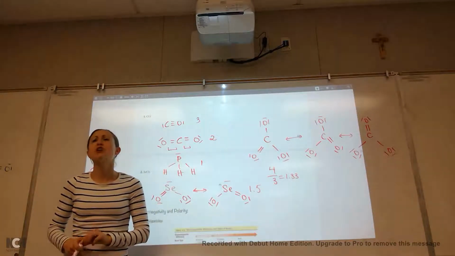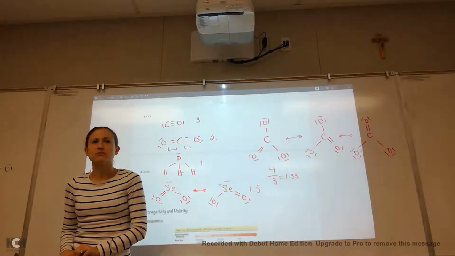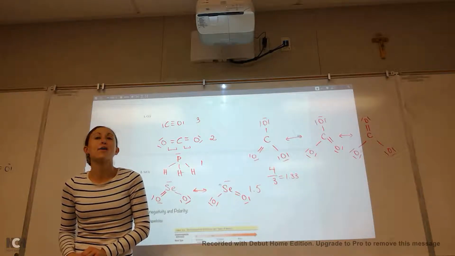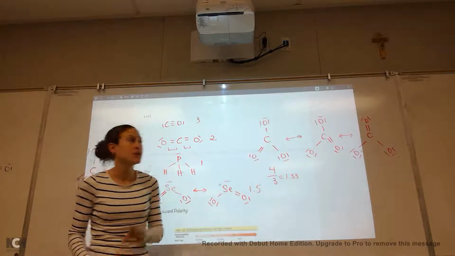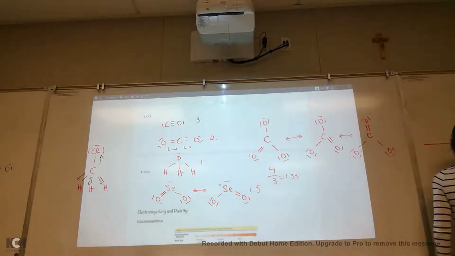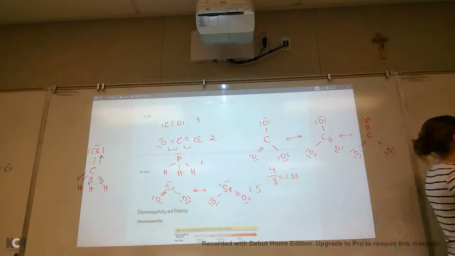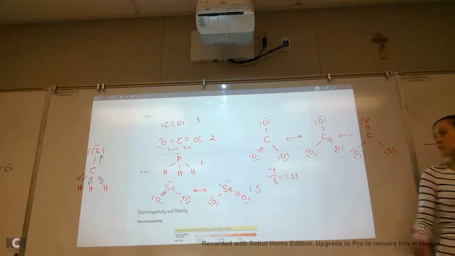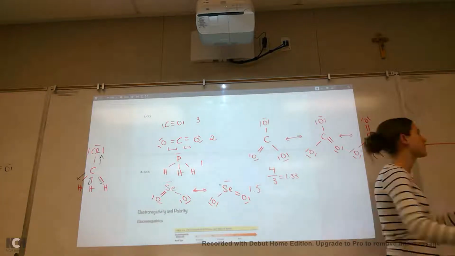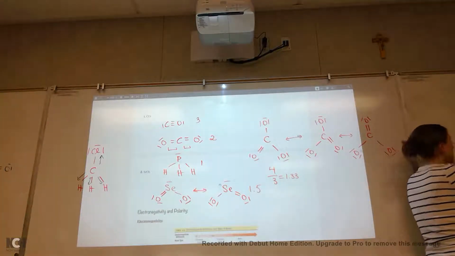So here's the question. This is AJ's question, which I give him full credit for. Why do I care? Why does this matter? Here's why. Single, double, triple, right? Obviously, if it has a bond order of 1.33, it's going to be somewhere in between a single and a double bond, right? Okay.